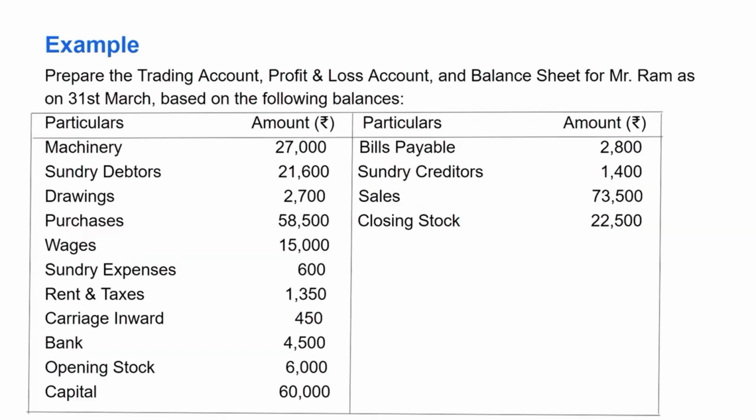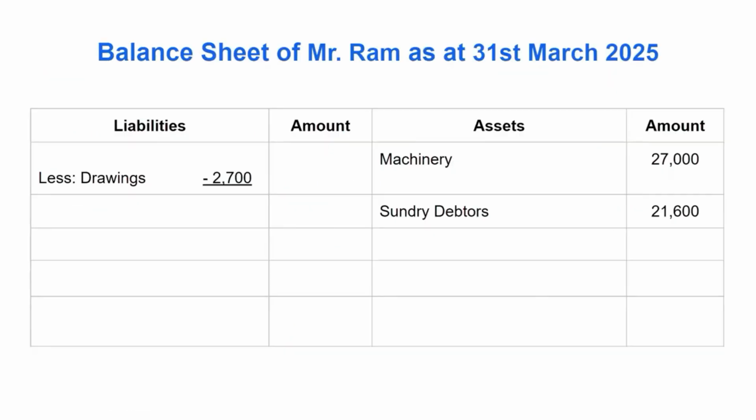Next, drawings 2,700. Drawings, remember, we record in the balance sheet, that is the liability side. It is drawings of the owner. Let's see how we'll record it. Balance sheet, liability side, less: remember, from capital we deduct drawings 2,700.